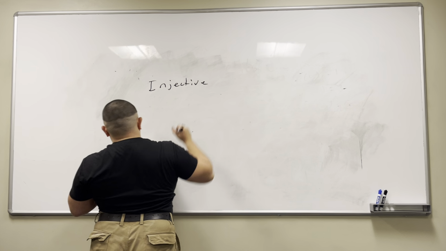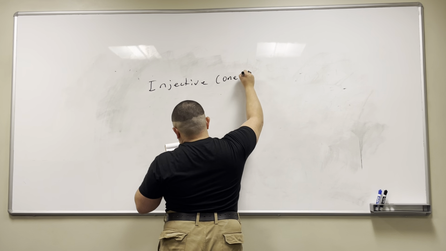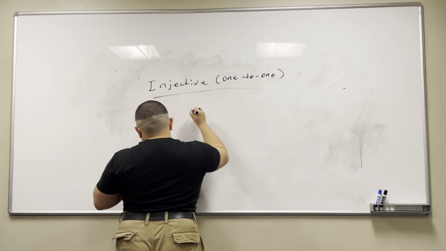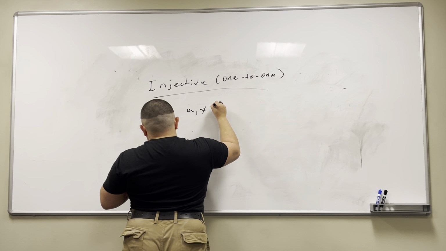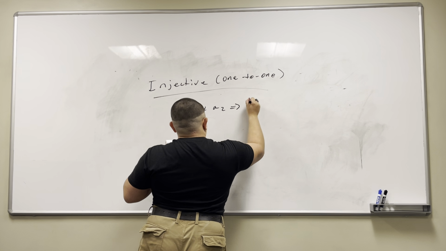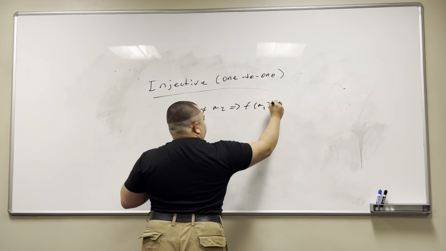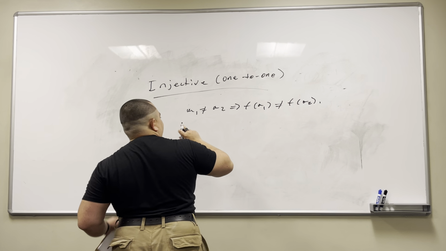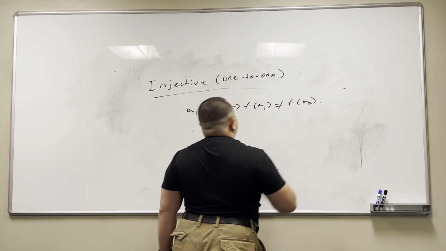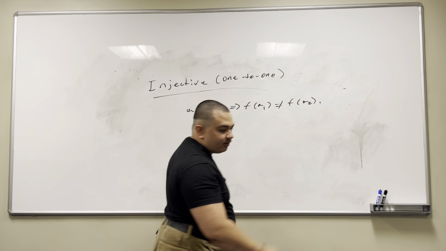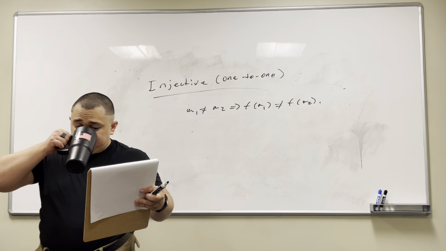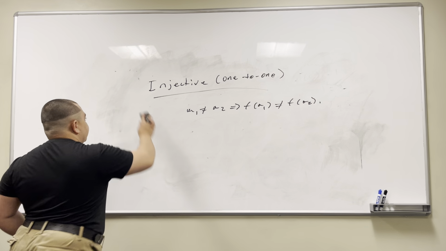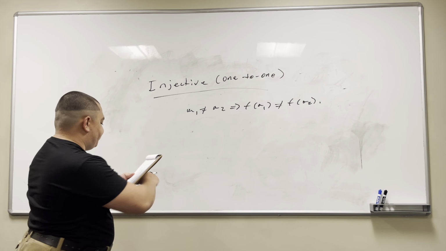Functions, injective, also known as one-to-one. a1 not equal to a2 implies f of a1 is not equal to f of a2. That is, a sub 1 not equal to a sub 2 implies f of a sub 1 is not equal to f of a sub 2.